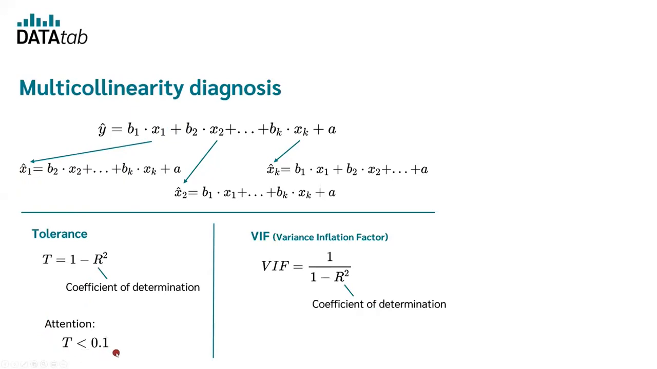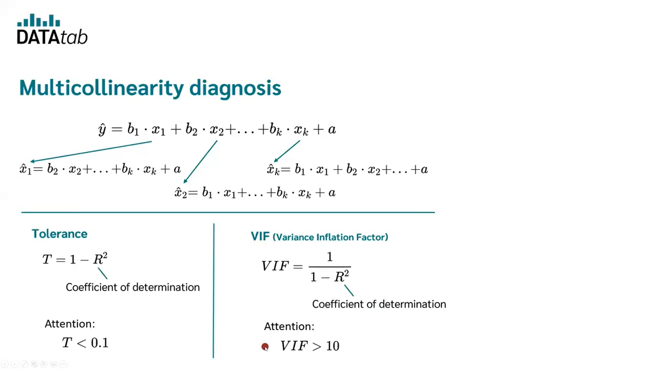If the tolerance is less than 0.1, you have to be careful, because in this case we could have multicollinearity. On the other hand, we have the VIF value. The VIF value is calculated by dividing 1 by the tolerance. Accordingly, you have to be careful if the values are greater than 10.